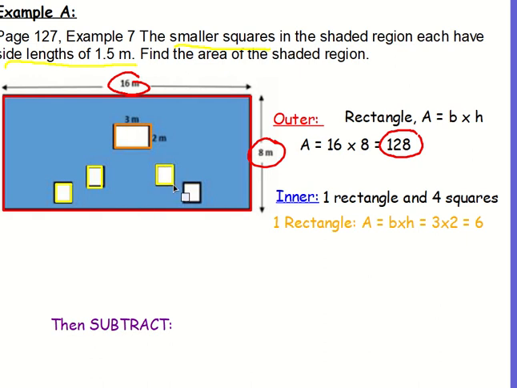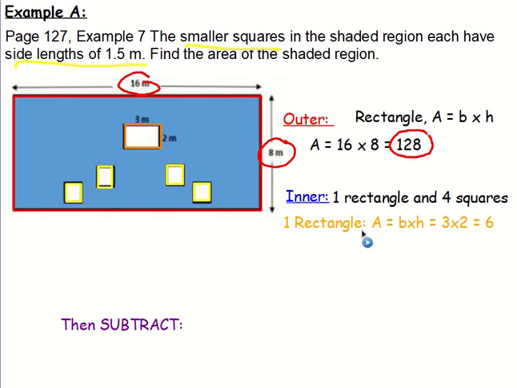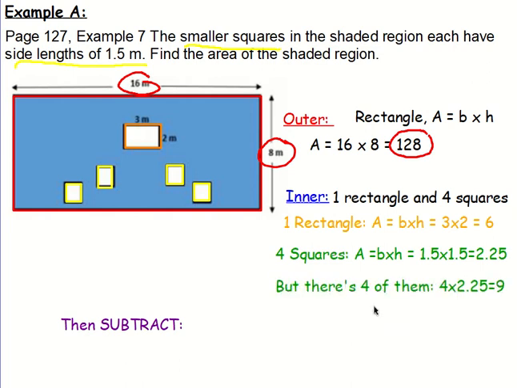So again, squares, rectangles, you're using the same formula, base times height. So I'm going to use base times height, and since I was told that the side lengths were 1.5, I'm going to do base times height, 1.5 times 1.5, and I get 2.25. But since I have 4 of them, I have to multiply 2.25 times 4, like I did here. And I get a total of 9.